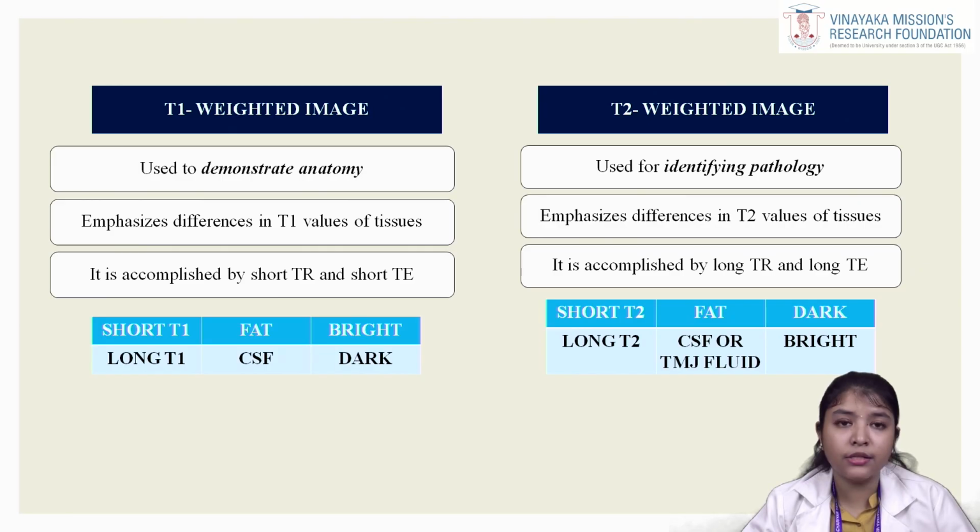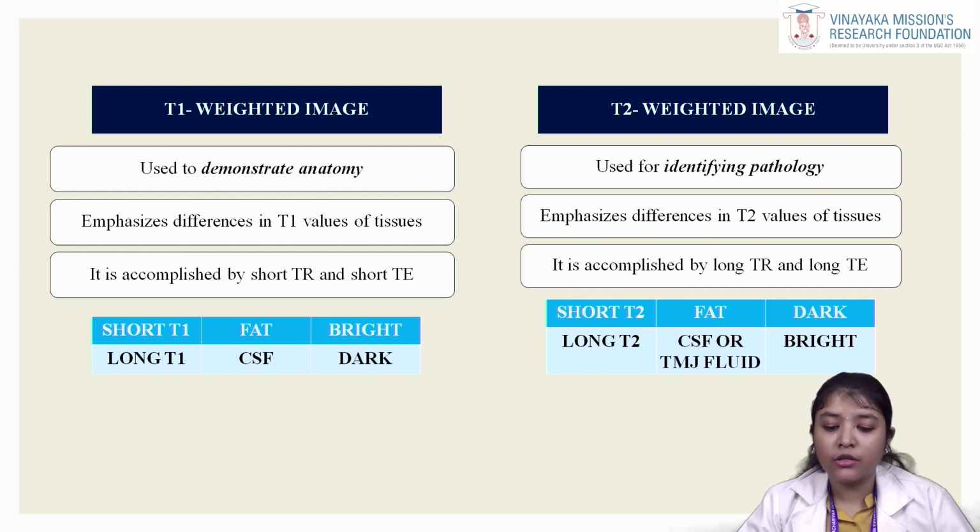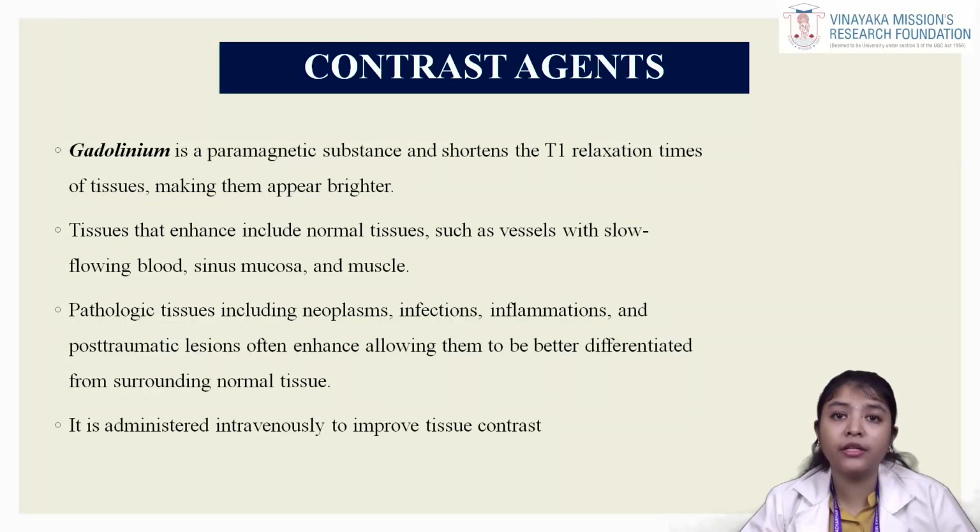So, short T1 is in fact seen as bright, and long T1 in CSF is seen as dark on the image. T2-weighted images are mostly used in the identification of pathological structures and are accompanied by long TR and long TE. Short T2 is in fact dark, and long T2 in CSF or TMJ fluid is bright in appearance.